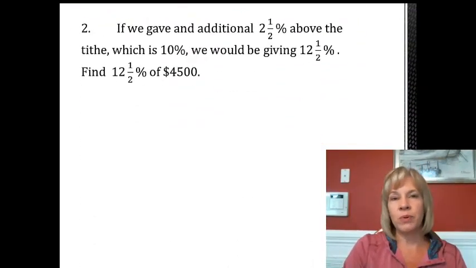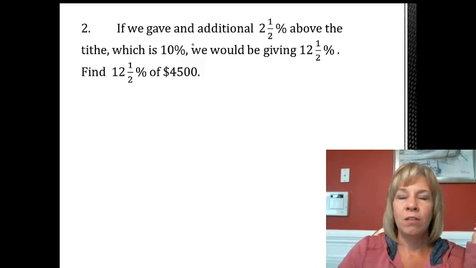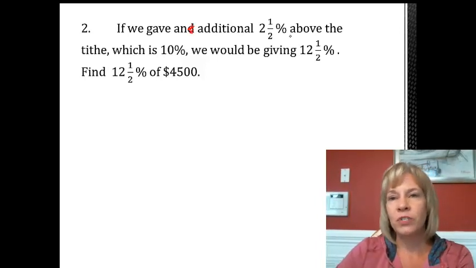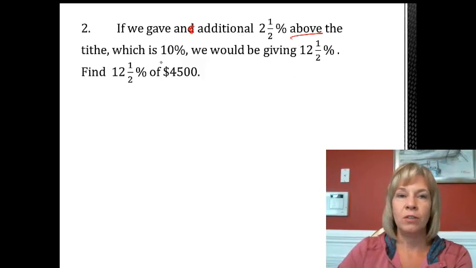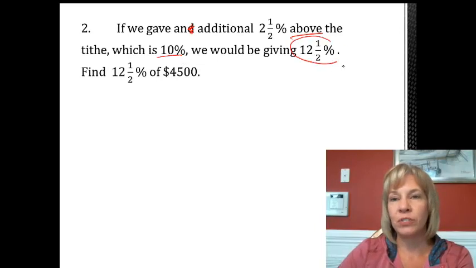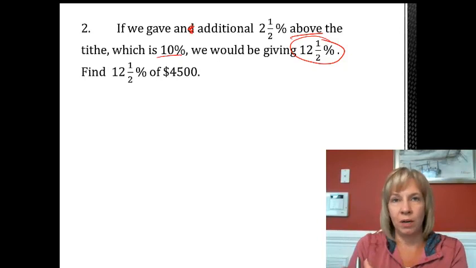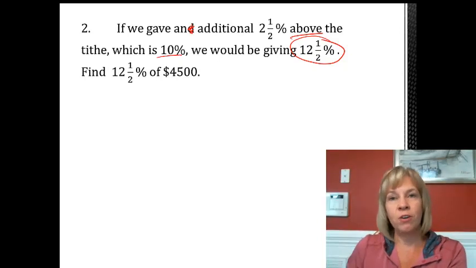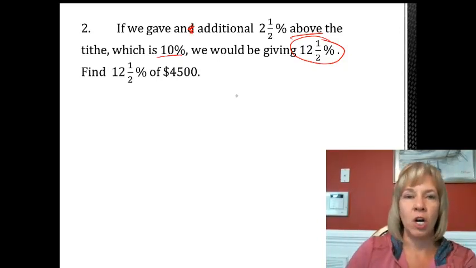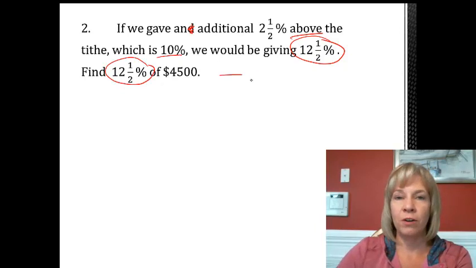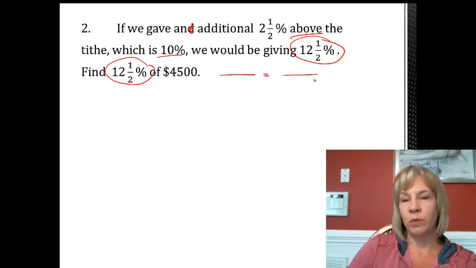Okay, let's try a word problem. If we gave an additional, cross out my D here, 2.5% above the tithe, which is 10%, we would be giving 12.5%. Okay, think about that. If you give 2.5% above 10%, now you're giving 12.5. All right, so this is what's important here. Find 12.5% of 4,500.